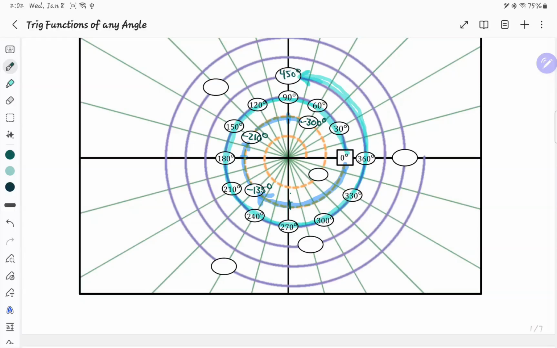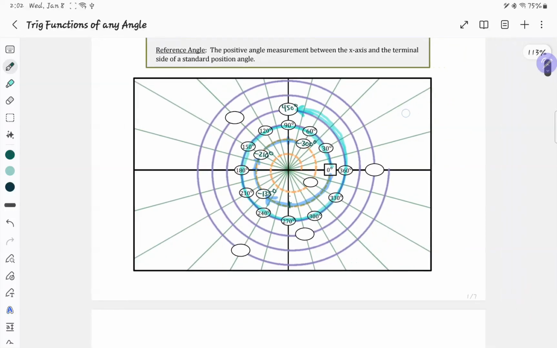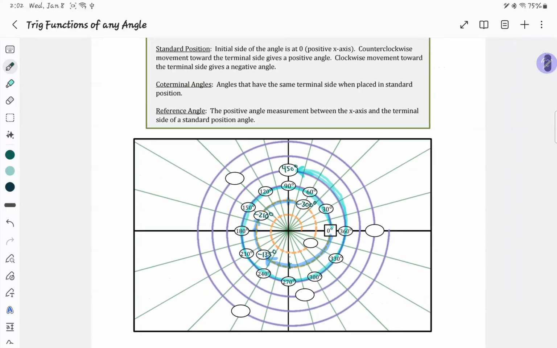And you can fill in even more of those if you want to fill in all the rest of the blanks, that's fine. But there's a few terms we'll go ahead and define now. They're up here. One of them is coterminal angles: angles that have the same terminal side when they're in standard position. So we would say these two, 90 and 450, are coterminal angles because they end in the same position on the terminal side. So they both end on that positive y-axis right there.